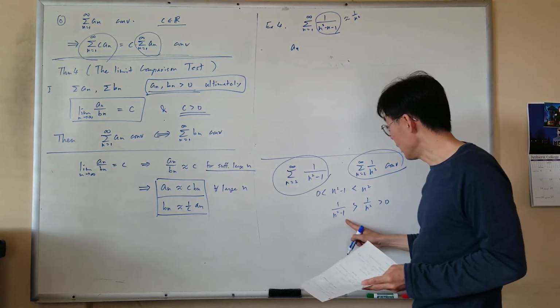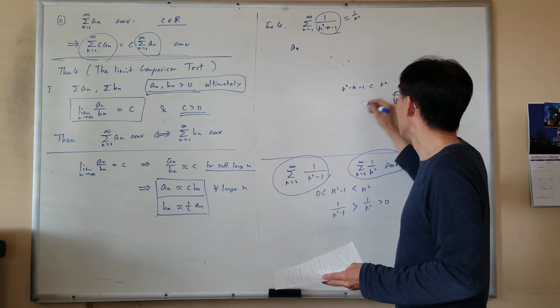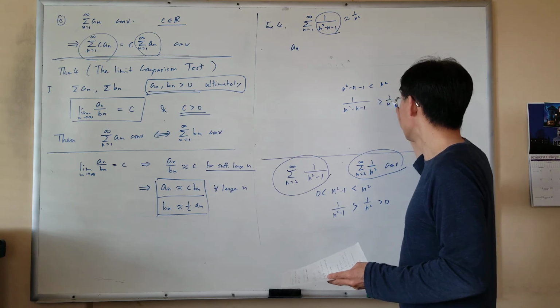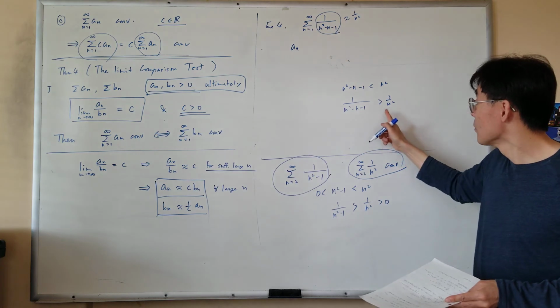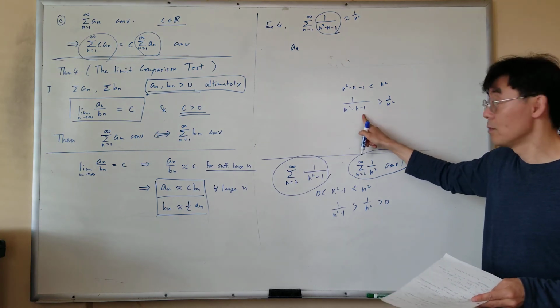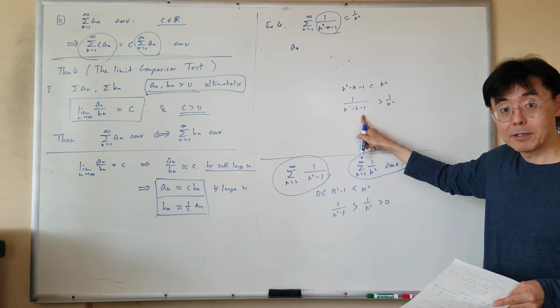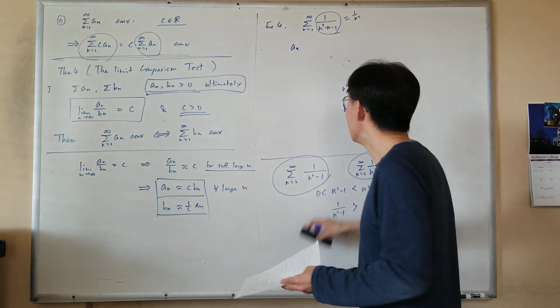But how do we show that? When this one is smaller than n squared, just like this, greater than this one, right? Then convergence of this one doesn't necessarily mean the convergence of the larger series. So the direct comparison test does not work.